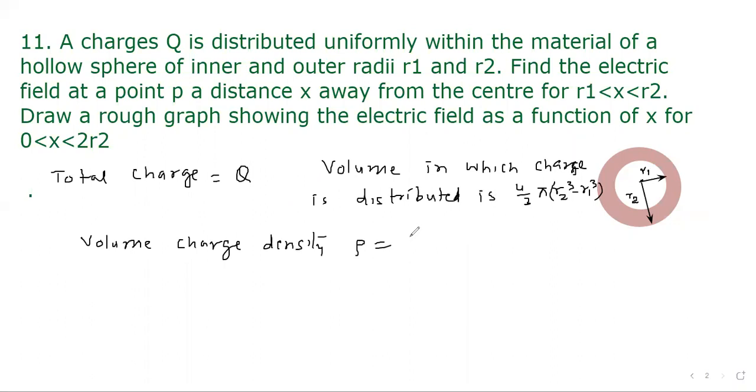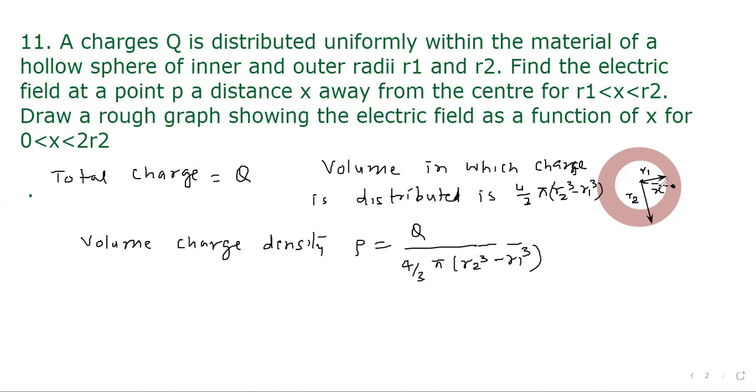Rho equal to charge divided by volume. So Q divided by 4 by 3 pi (R2 cube minus R1 cube). Now we consider a point P here. Suppose this distance from center is x.